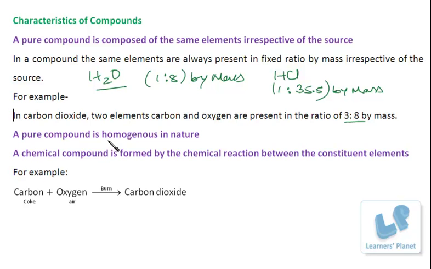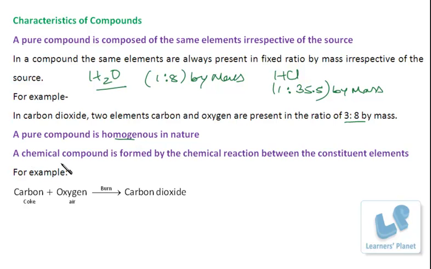The other is, a pure compound is homogeneous in nature. Homogeneous means it is uniform. A chemical compound is homogeneous, that is, it is uniform in nature. Say, if we select 2 or more samples of a pure compound and find the ratio of constituent elements, it remains the same. Say, we can take this compound from any source. We can collect, say, 10 samples. The composition and the ratio of the constituent elements remain the same. So, a pure compound is homogeneous in nature.